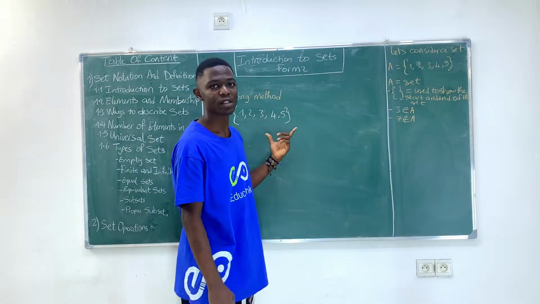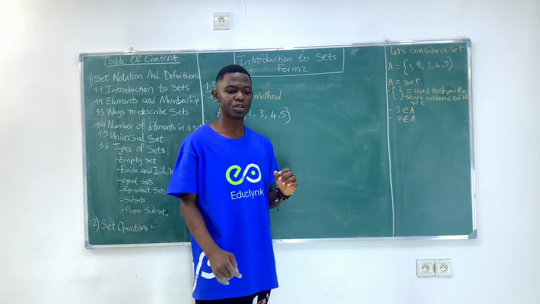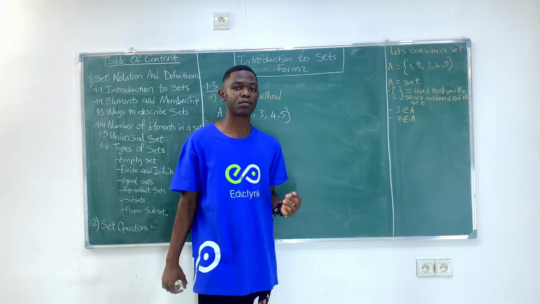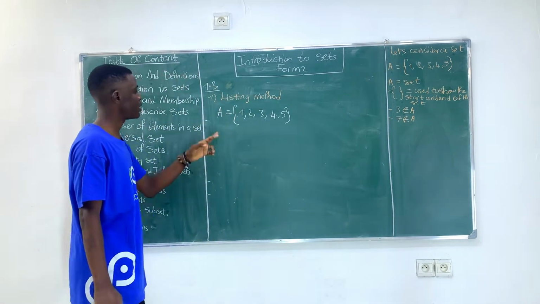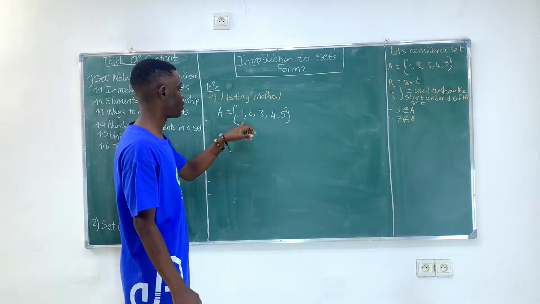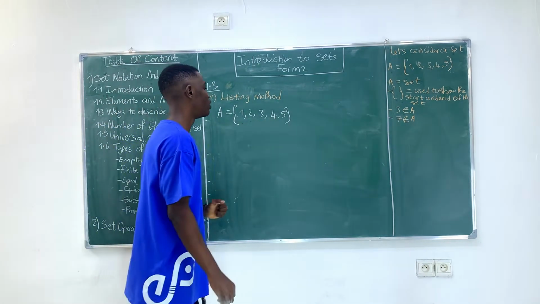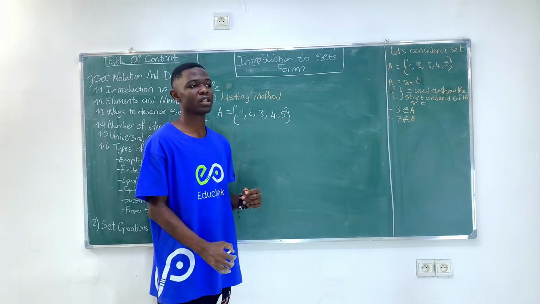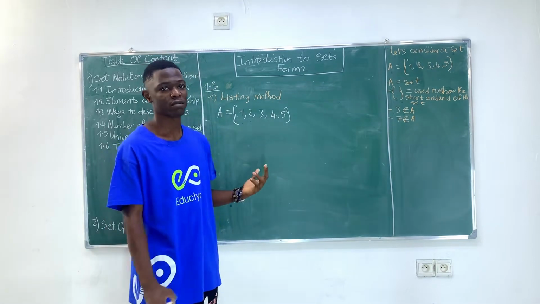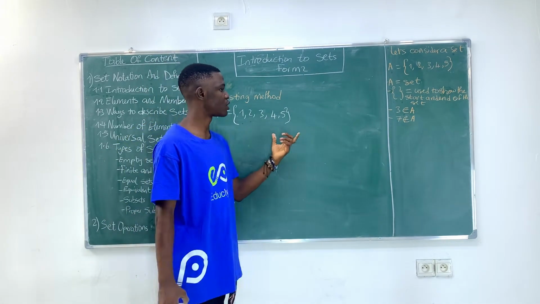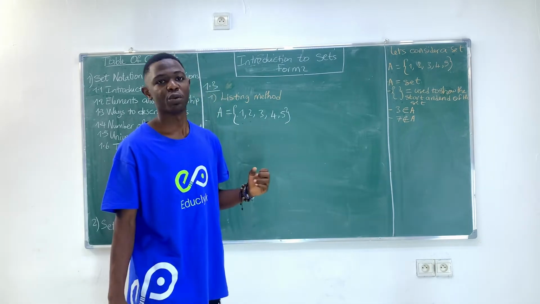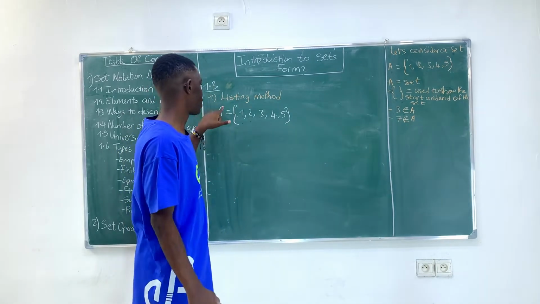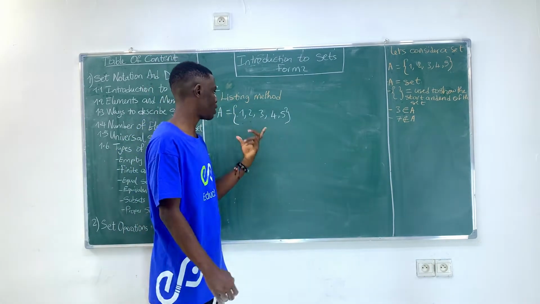So how do you describe this set? Describing doesn't mean naming. How do you name the set? How do you describe it? You say this is the set A. The set A contains 1, 2, 3, 4, 5. Or you can say the set A contains integers from 1 to 5. That's how you describe it. You'll see the difference when we reach the second example.